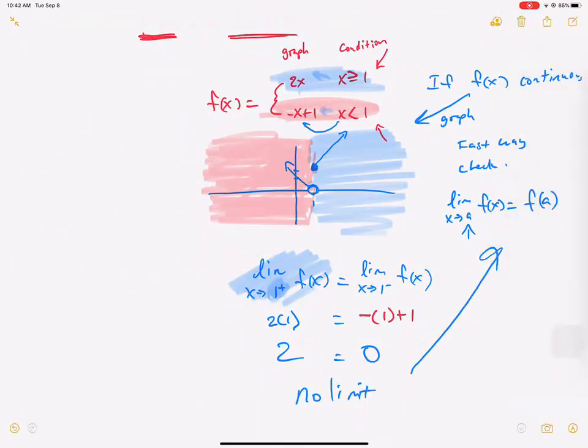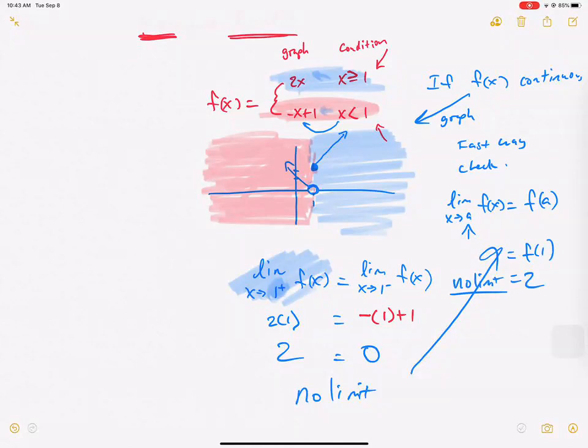Now, just a quick question, what is actually f at a? What is the actual value of f at 1? The actual value of f at 1 can only be assumed by this guy up here, because he's the equal to. He's a solid. So the actual value should have been, just to talk about it, 2. But this is also no limit. So this is not a continuous function.